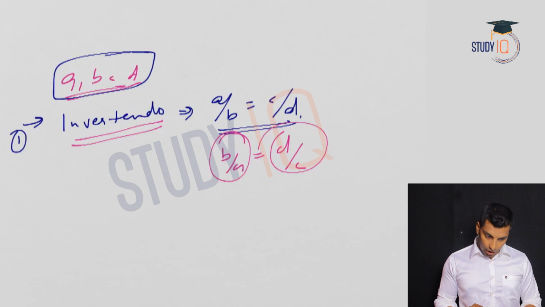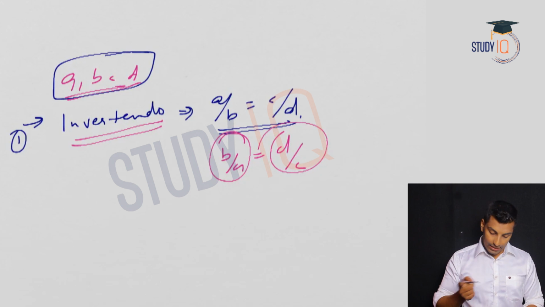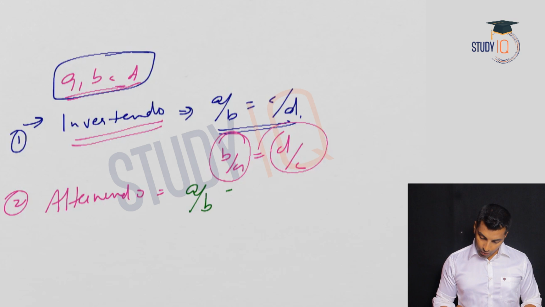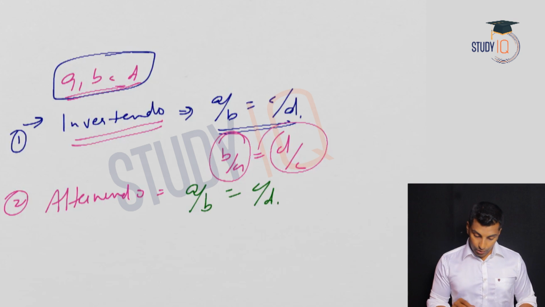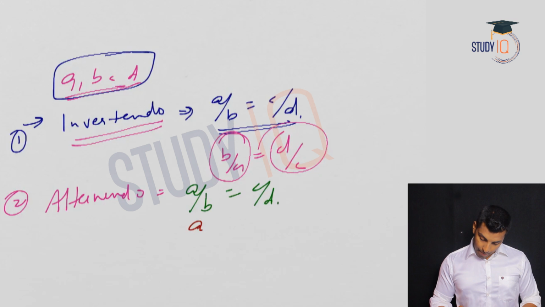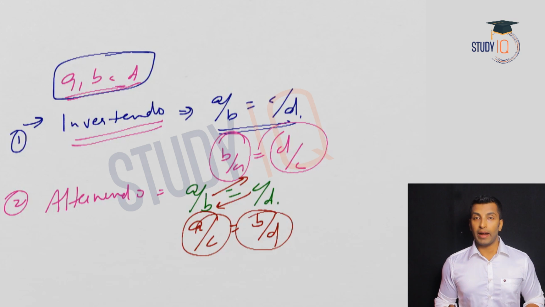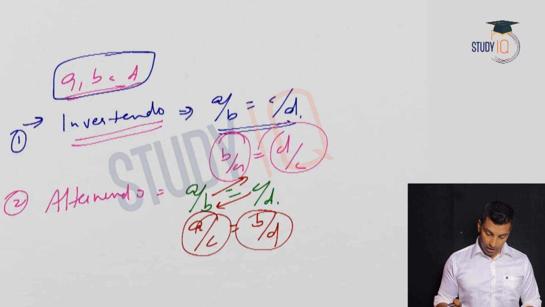Now next is alternando. That means you are exchanging. Again the situation is like this: A by B equal to C by D. As per this property, A by C equal to B by D. This B will go here, C will come here. So A by C equal to B by D, by cross multiplication. That is alternando.